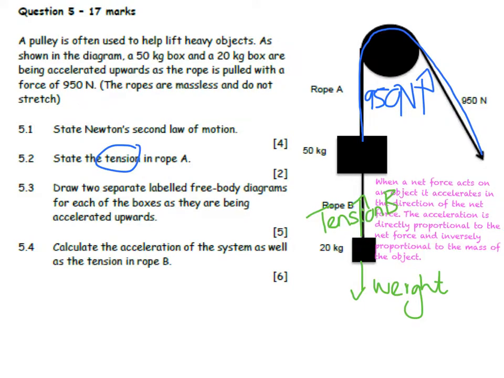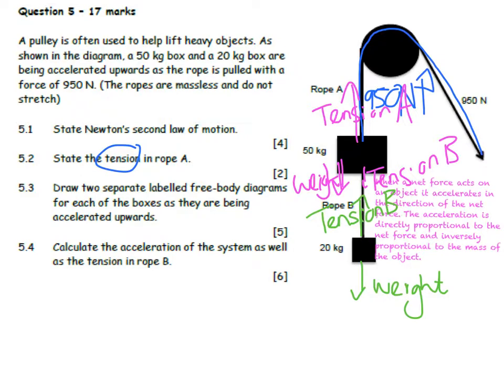Then, if I take a look at the 50 kilogram block, it will have a weight acting downwards. It will have tension A acting upwards. And it also has tension B, sorry, there's a bit of a space shortage, acting downwards. They are represented with circles, and the arrows go away from the bodies.